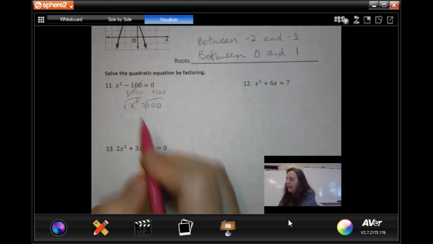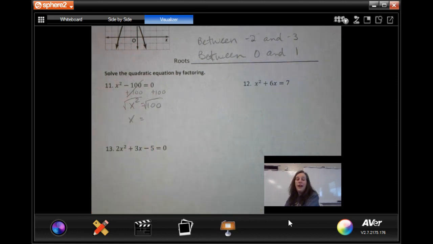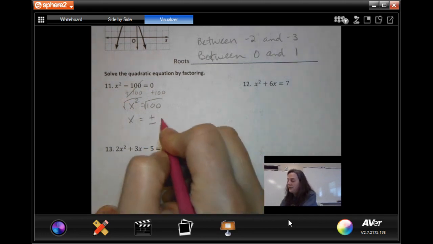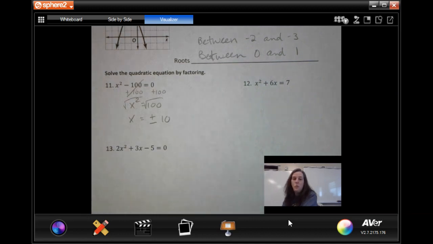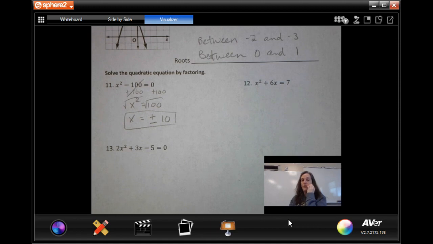Take the square root of both sides, and x equals, now don't forget that there are actually two answers here, right? There's a plus and there's a -10. So not just one answer. And that's something you want to think about. Make sure you're really hitting that +10 and -10. That means if we graphed this, it would cross the x-axis at +10 and at -10. So it's got two x-intercepts.